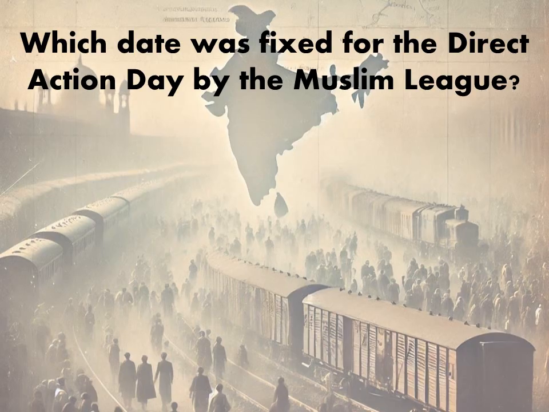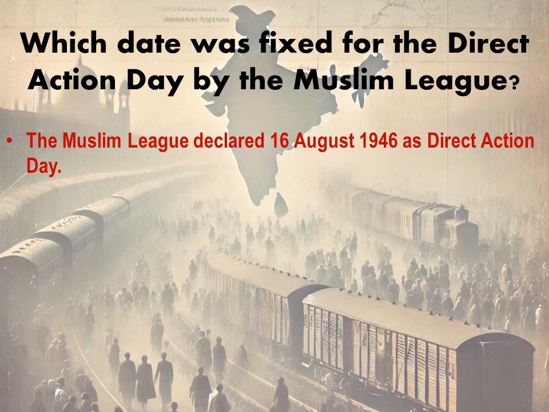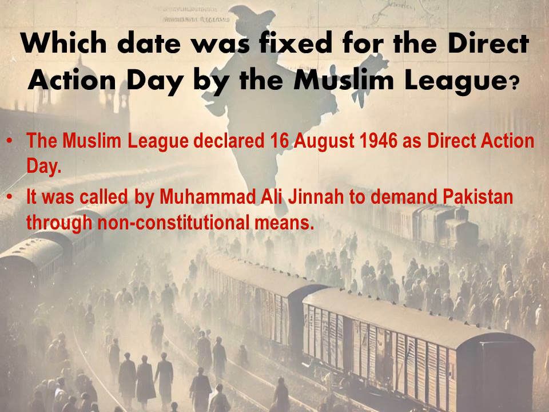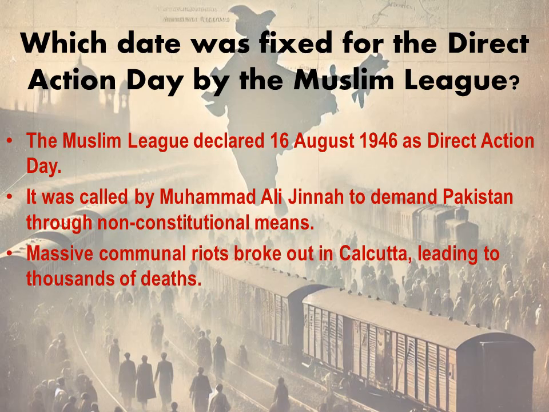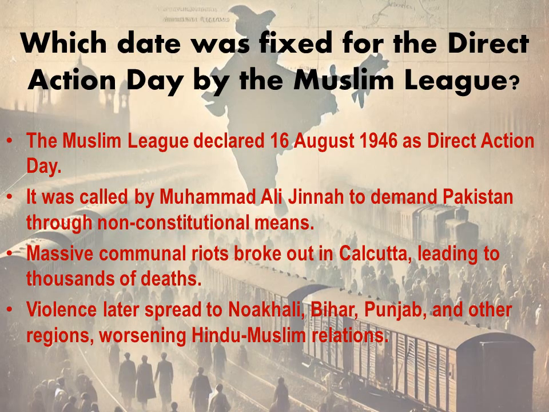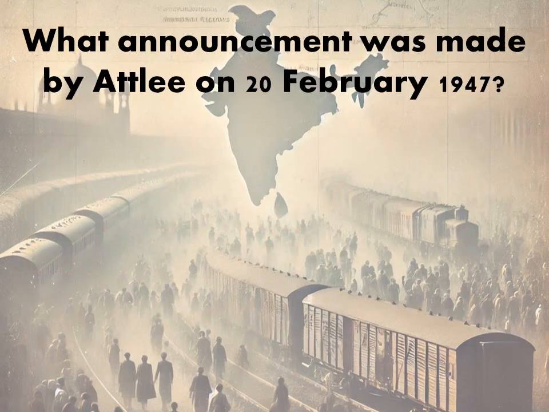Which date was fixed for the Direct Action Day by the Muslim League? The Muslim League declared 16th August 1946 as Direct Action Day. It was called by Muhammad Ali Jinnah to demand Pakistan through non-constitutional means. Massive communal riots broke out in Calcutta, leading to thousands of deaths. Violence later spread to Noakhali, Bihar, Punjab, and other regions, worsening Hindu-Muslim relations.